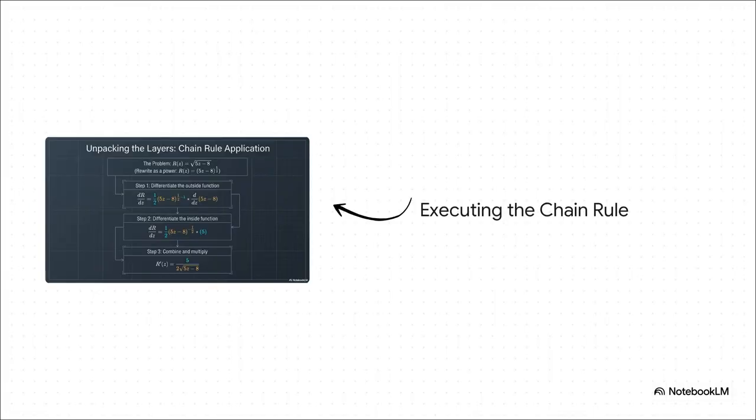Here's a classic chain rule problem, finding the derivative of the square root of 5z minus 8. First off, we rewrite that square root as an exponent, a power of 1/2. Now we can clearly see our nested boxes. The outside function is the something to the power of 1/2, and the inside function is the 5z minus 8. Step 1. Apply the power rule to the outside, dropping that 1/2 down. Notice the inside stays exactly the same. Step 2. Now we differentiate the inside, which simply gives us 5. Step 3. We multiply them together, giving us our final, beautifully unpacked derivative.